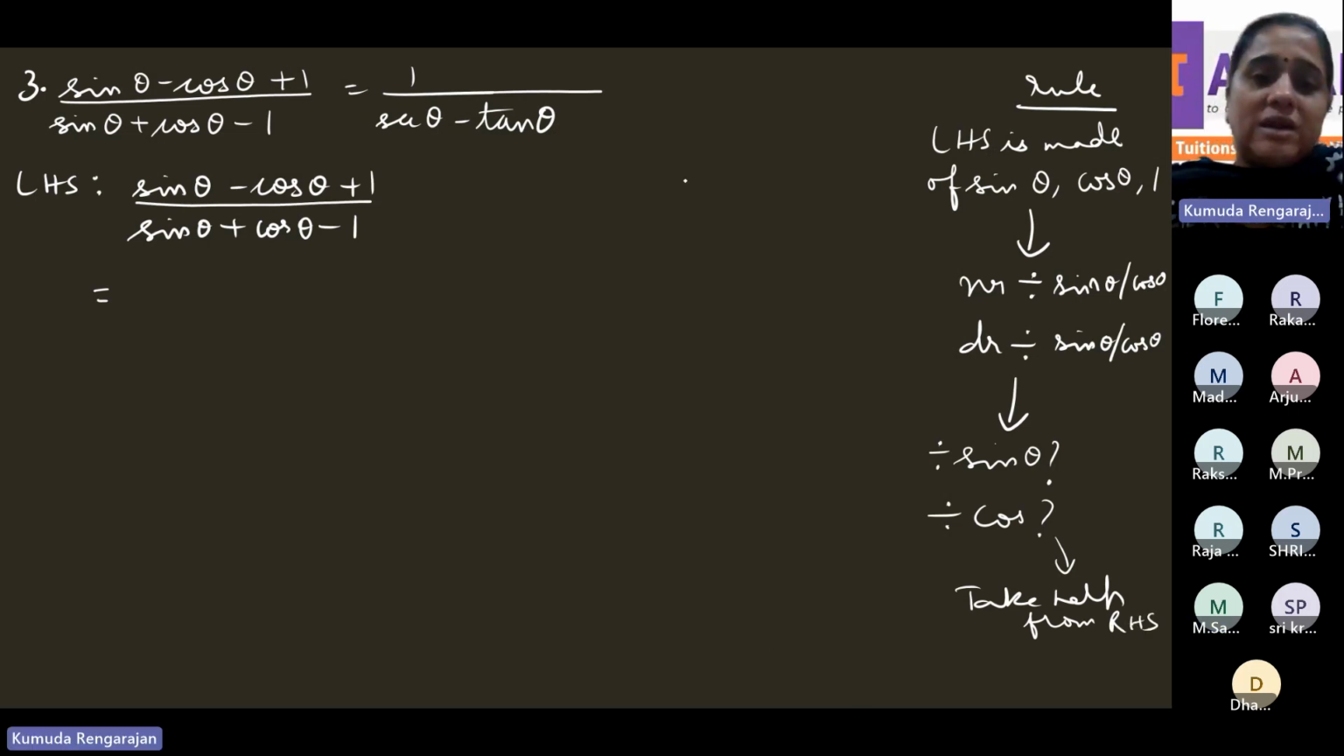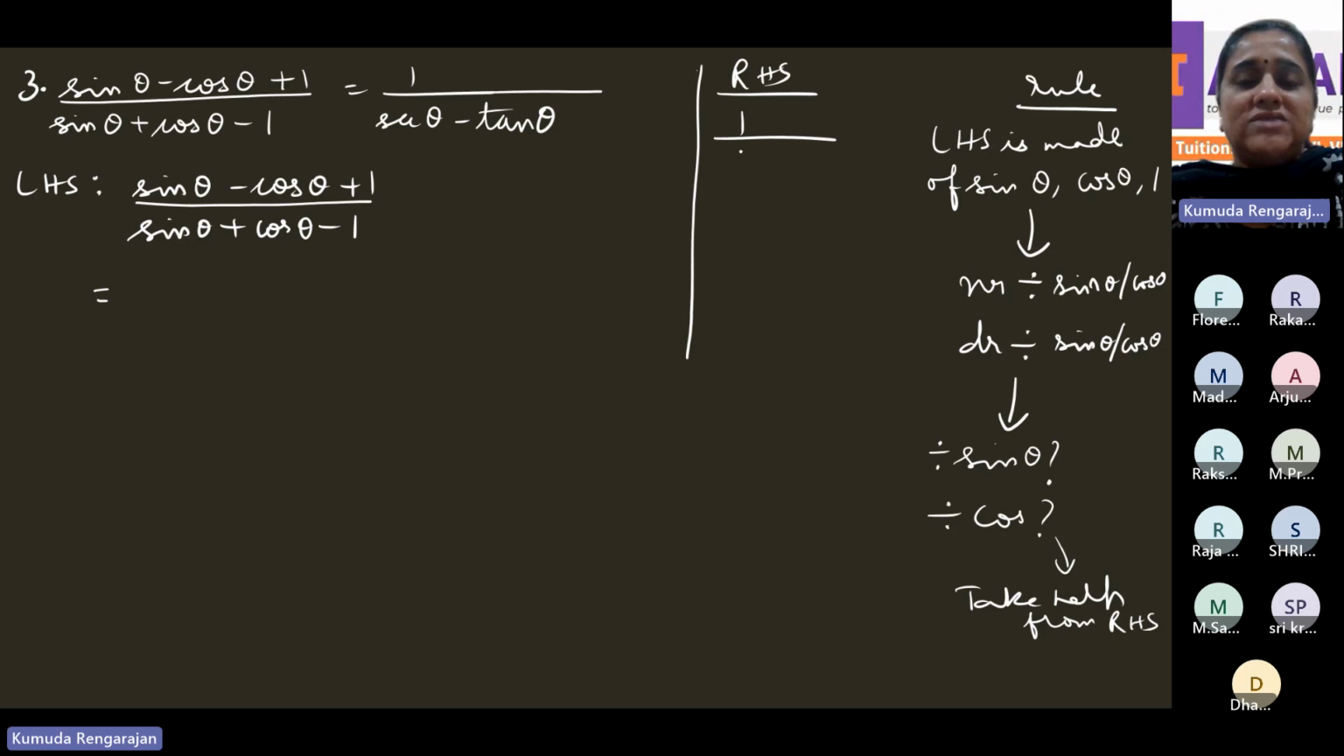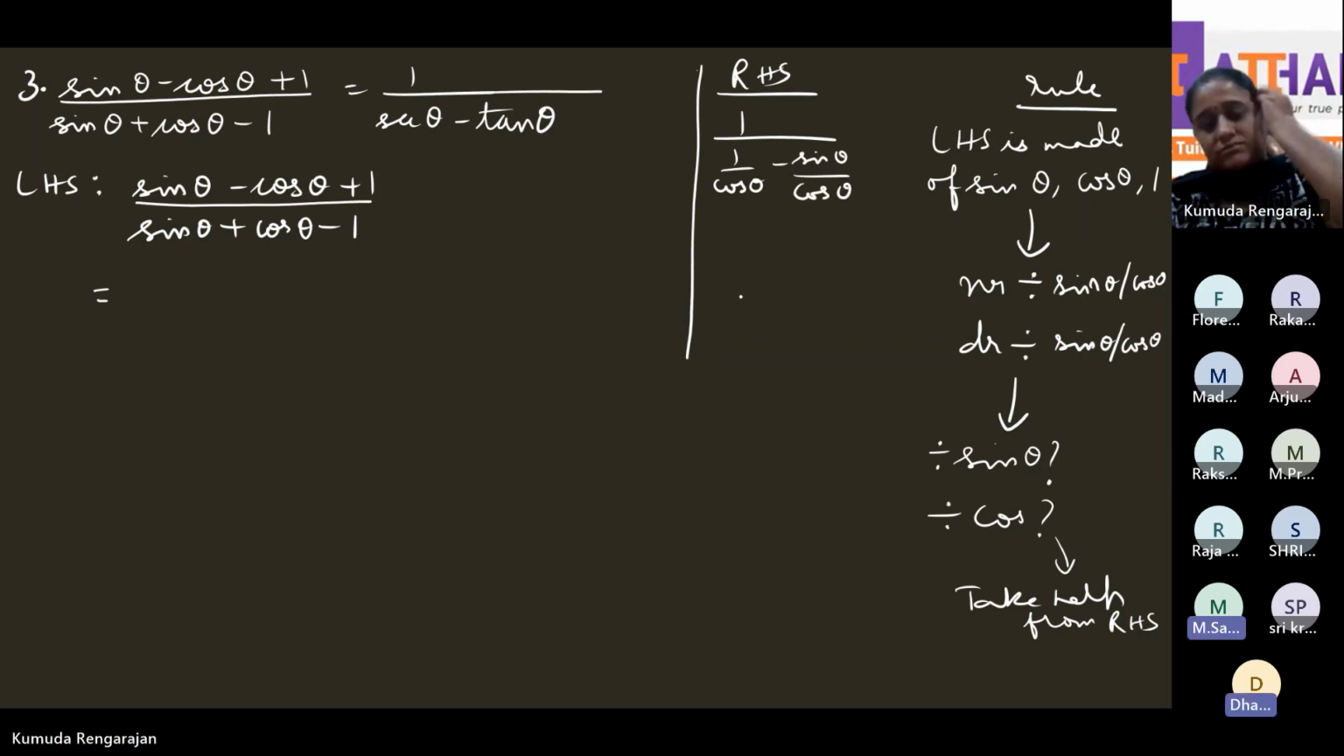Now, how will the RHS help you? One way is you can work the RHS first. I have not worked the RHS first, so you just do this in the rough column. Take up the RHS. What is it? 1 by secant theta minus tan theta. What is secant theta? 1 by cos theta, correct? And tan theta is sin theta by cos theta. Is this correct? Yes, ma'am.